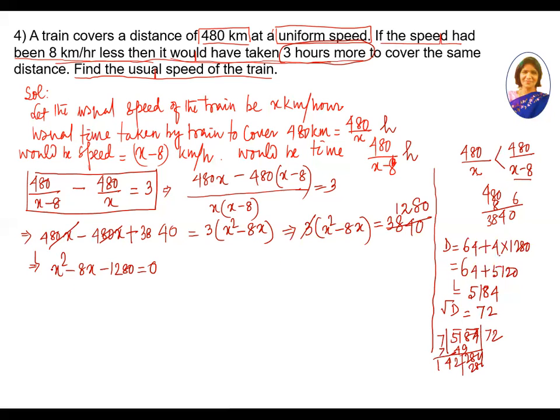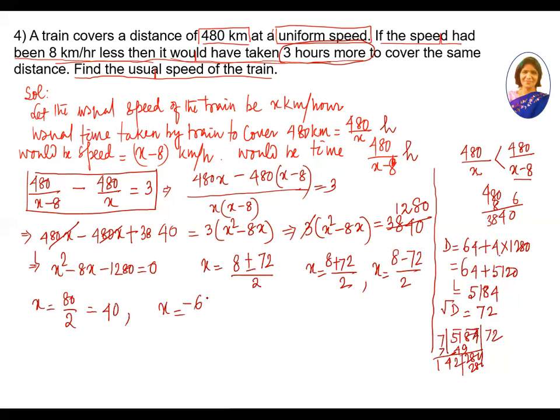So what is the formula? The formula is x is equal to minus b plus minus square root of D by 2a. So minus b is positive here. So plus minus 72 by 2. So once I'm getting 8 plus 72 by 2, once I'm getting 8 minus 72 by 2. So x is equal to 80 by 2, that will be 40. x is equal to minus 64 by 2, that is minus 32.